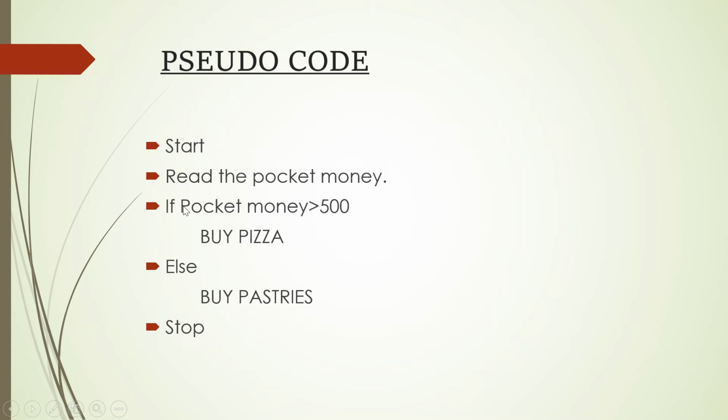Now we will check if pocket money is greater than 500, we will buy pizza. So now we can see that this if else statement is used over here. So what is it denoting? अगर pocket money 500 से ज़्यादा हुआ, तो what we will do, we will buy pizza.